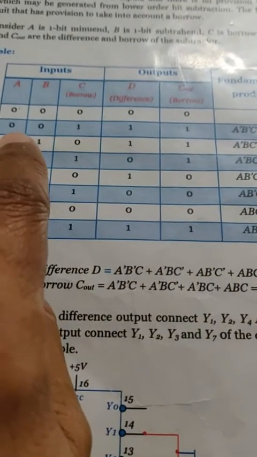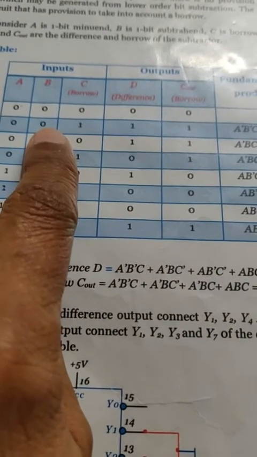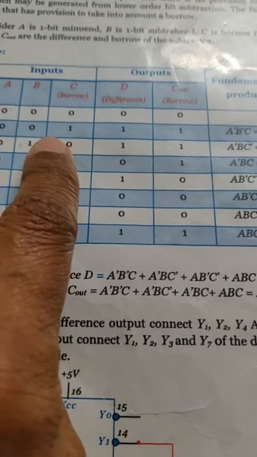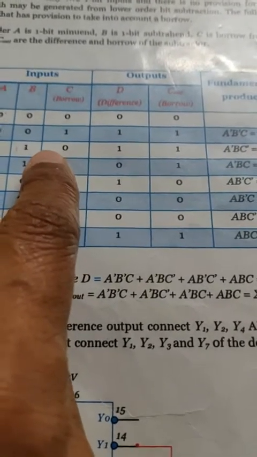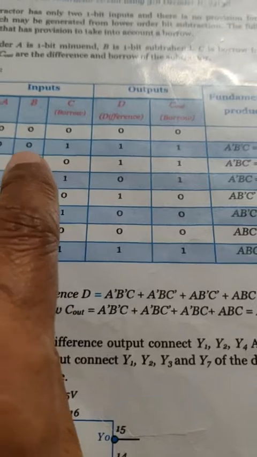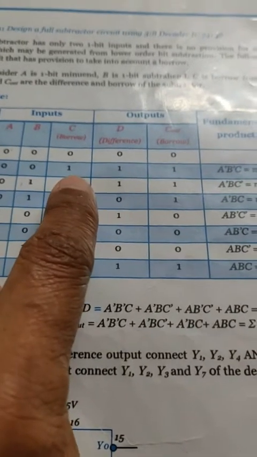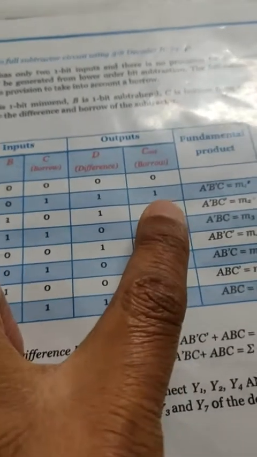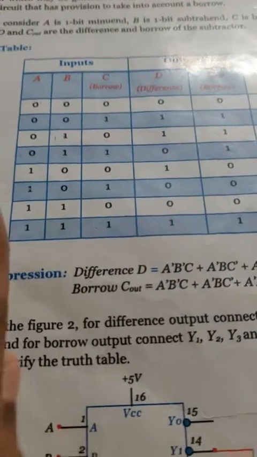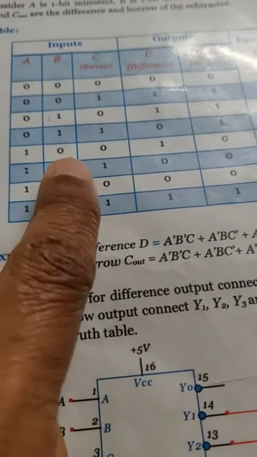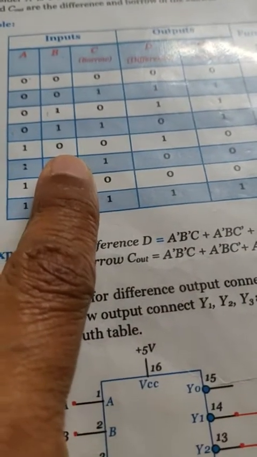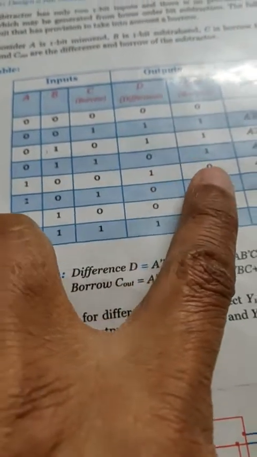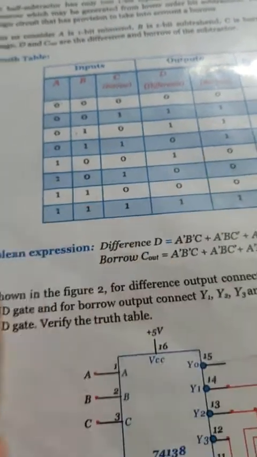From 0 minus 0, it is going to be 0. From 0 minus 1, you have to take a borrow. So borrow is going to be 1, and from 10 you subtract 1, so it is going to be 1. So difference is also going to be 1, and borrow is also going to be 1. That way you have to find out. 1 minus 0 is going to be 1, and again 1 minus 0 is going to be 1. So difference is going to be 1, and borrow is going to be 0.